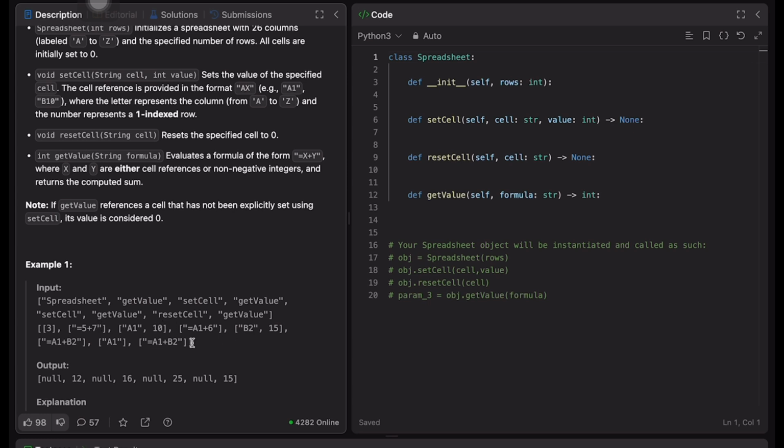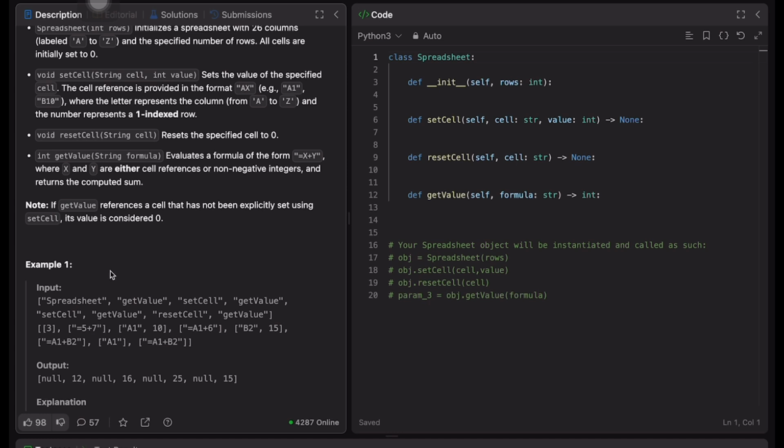Here, A1 plus B2, A1 got updated to 10 and B2 got updated to 15, so 10 plus 15, 25, we have to return. Then they have given A1 to reset to 0, so you have to reset it to 0. Earlier A1 plus B2 gave 10 plus 15, 25. Once you reset A1, it is updated to 0, so now A1 plus B2 will give you 15. So this is the given question and we have to implement all these functions.